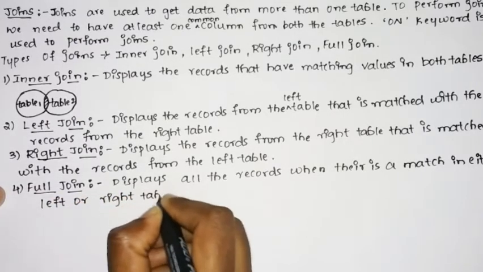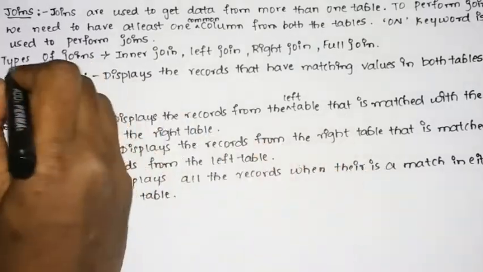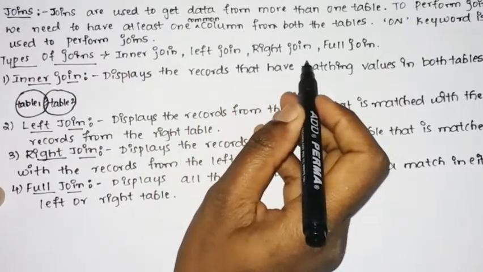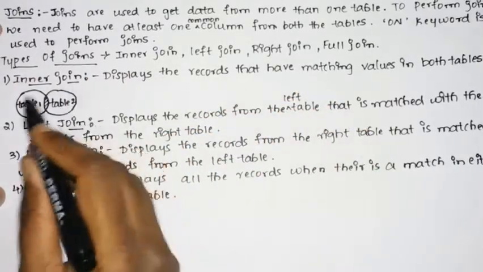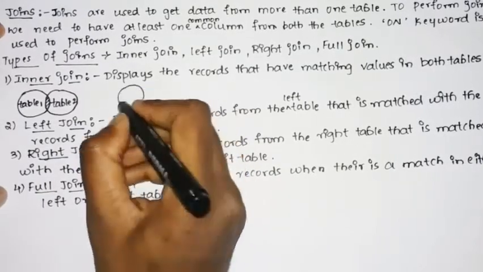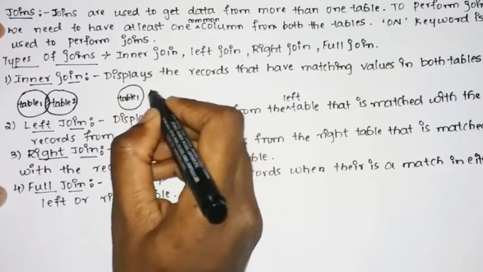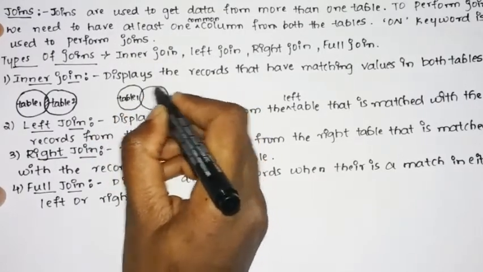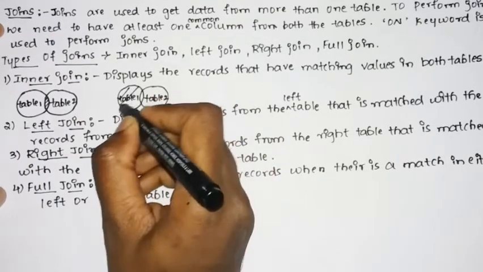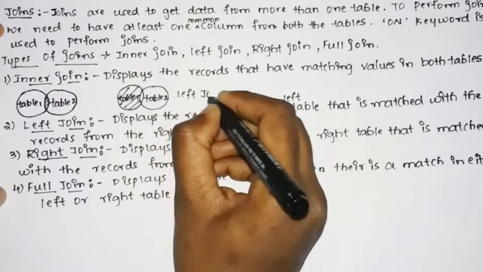So these are the different types of joins. Basically there are 4 different types of joins: the inner join, left join, right join, as well as the full join. So this is the representation of the inner join. Similarly, we have the left join, which is represented like this: this is table 1, then we have table 2. Left join will perform the join like this. So this is the left join.